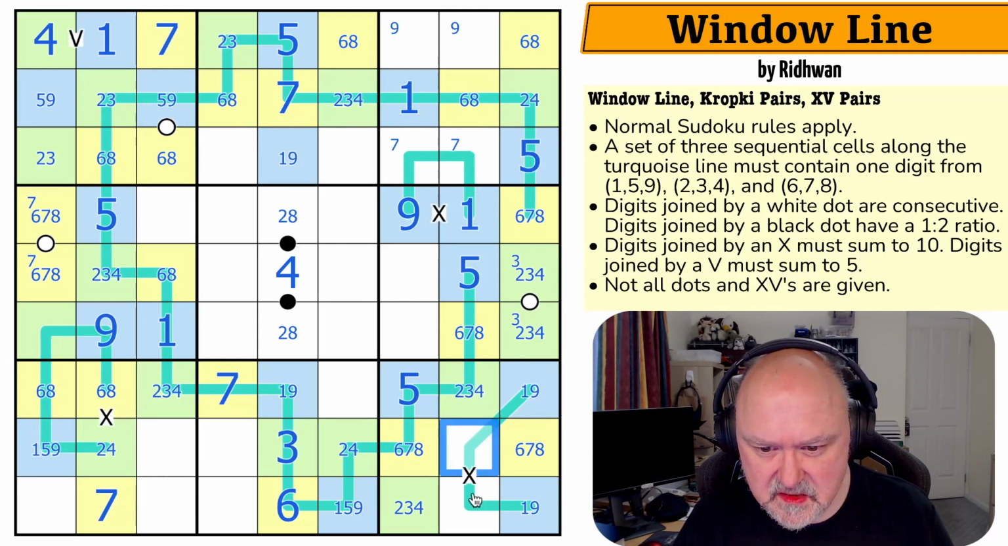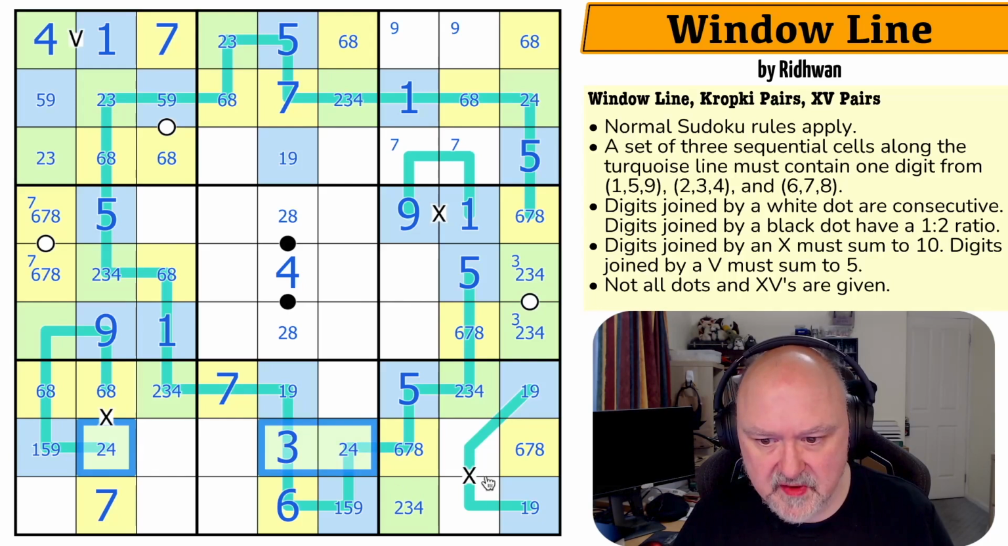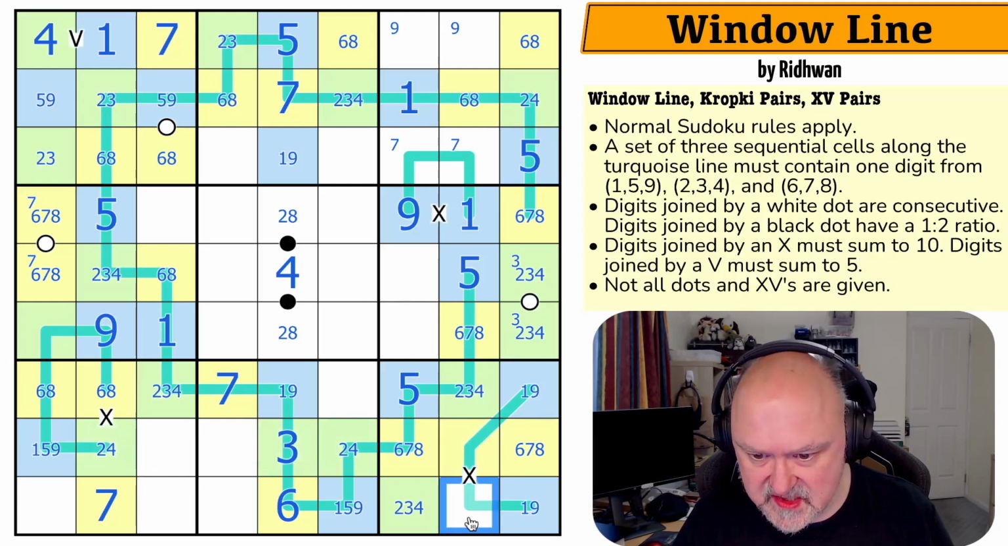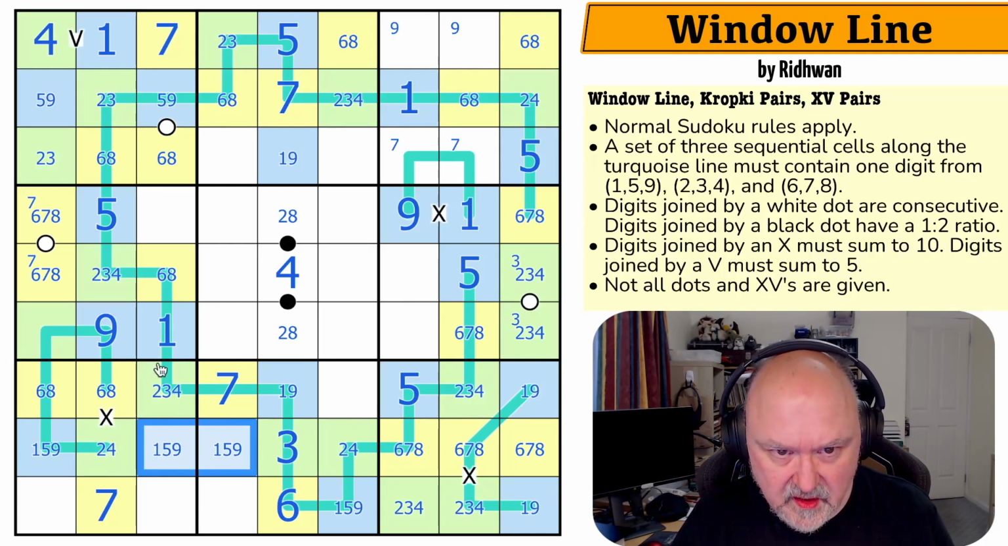This isn't green. This must be the yellow digit because it sees all 3 green digits. So this is the yellow digit. This is the green digit. So this is 2, 3, 4. This is 6, 7, 8. Not sure how to resolve that yet. And these are now both blue. So these are from 1, 5, 9. This isn't a 1.